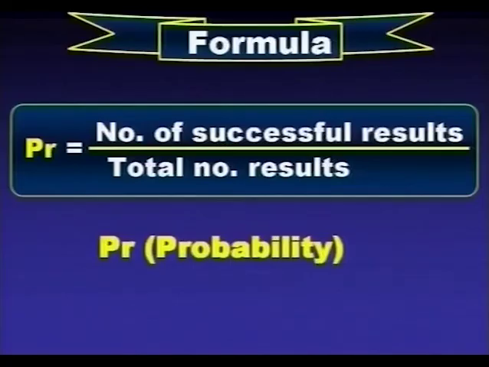So if you refer back to my example on tossing a coin, the total number of tosses was 20. And the successful results for head-head was 8. So the probability is 8 over 20.